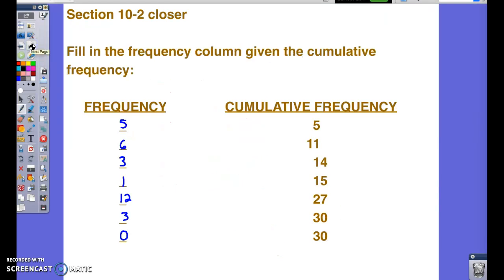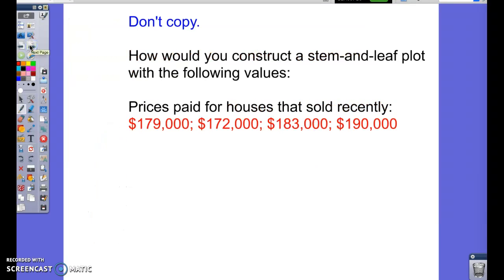Now, the next slide, I'm going to kind of blow through it. It's a little closer activity. I've already completed the data, or the values are filled in. Those are the correct answers. You're welcome to take a quick glance at that, but I'm going to blow through it to be able to get through the rest of this video. We have 2 more examples to do here.